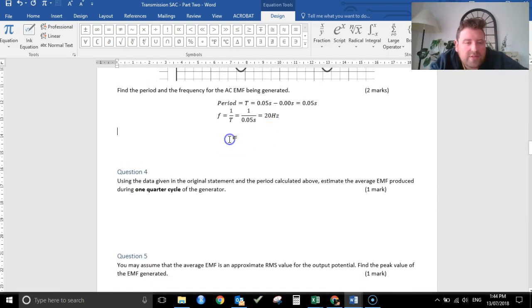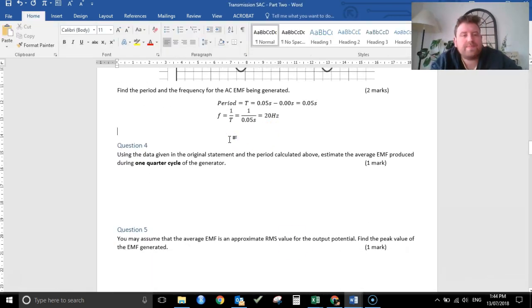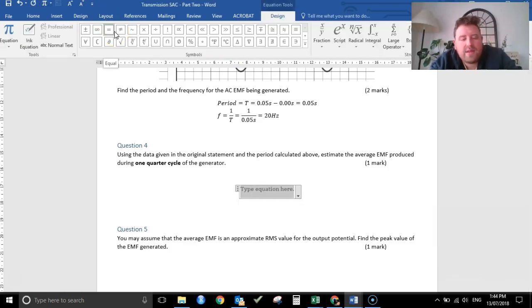Okay, question 4. Using the data given on the original statement and the period calculated above, estimate the average EMF produced by 1 quarter cycle of the generator. So if we want to find average EMF, then we're going to have, I can't do a fancy E on here, so I'll just write EMF.